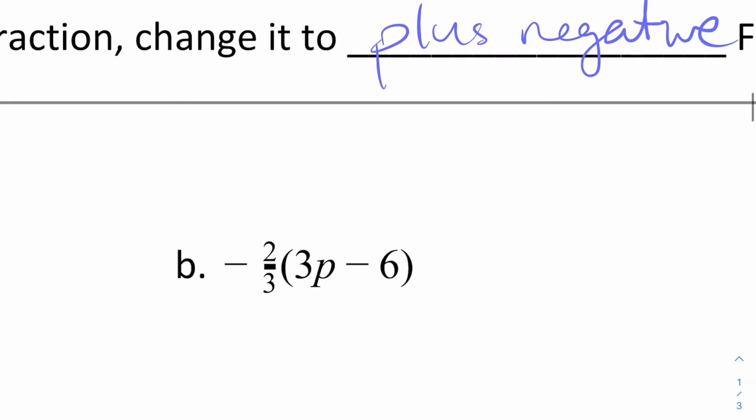Next example, same thing. Distribute, but remember, you have to be careful. Okay, so this first one is negative 2/3 times 3p.